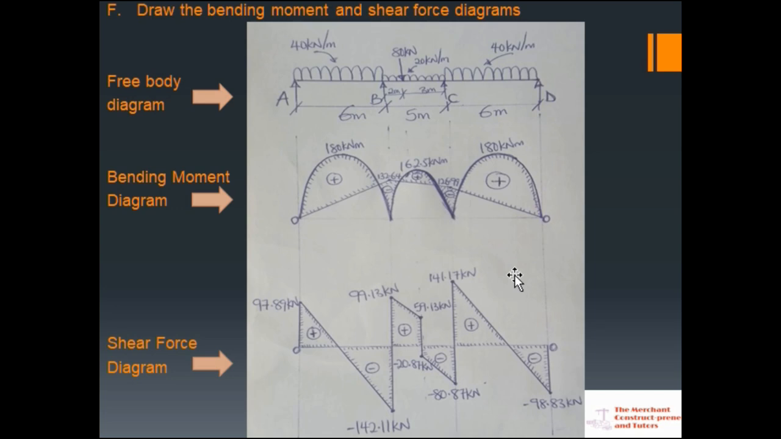So I hope you understood this. You just take time. If you don't understand this, go back to this video and watch it over and over again to understand how these values were gotten. So upward, as I told you, is positive, downwards is negative.